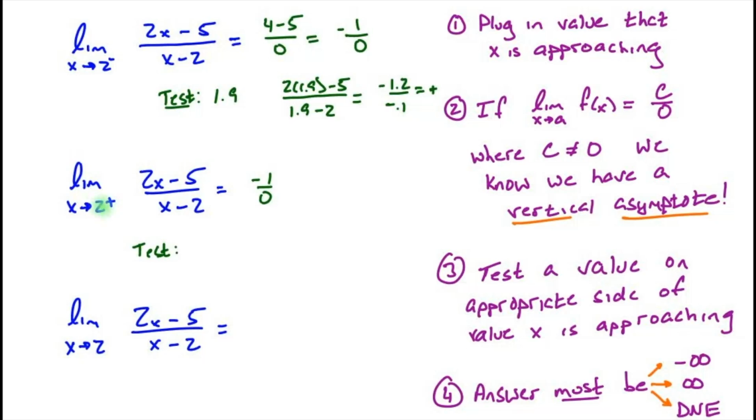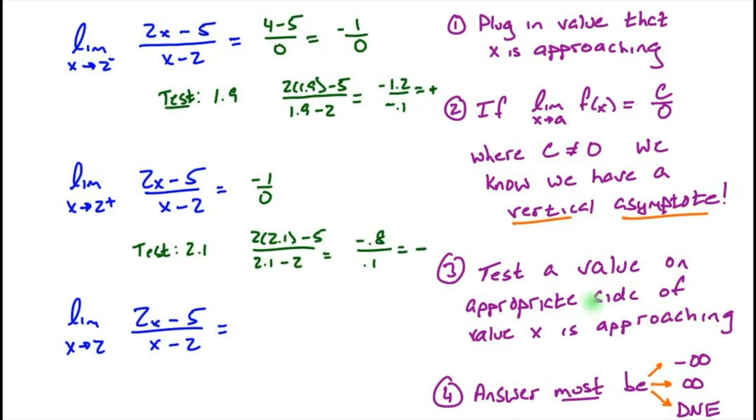If we do this same game with our second example, we're still going to get negative 1 over 0. We know there's a vertical asymptote, so we're going to test a value that's a little bit to the right of 2. So let's try testing 2.1. Again, we plug it into our function, with the only goal of telling whether this quantity is going to be positive or negative. It looks like the numerator should be 4.2 minus 5, so negative 0.8, divided by 0.1. And that's a negative divided by a positive, so overall, this should be a negative value.